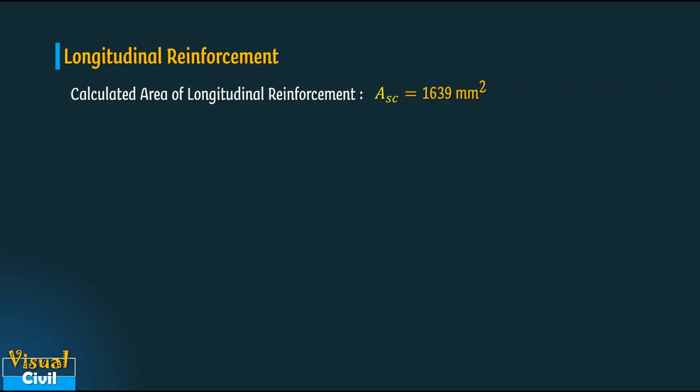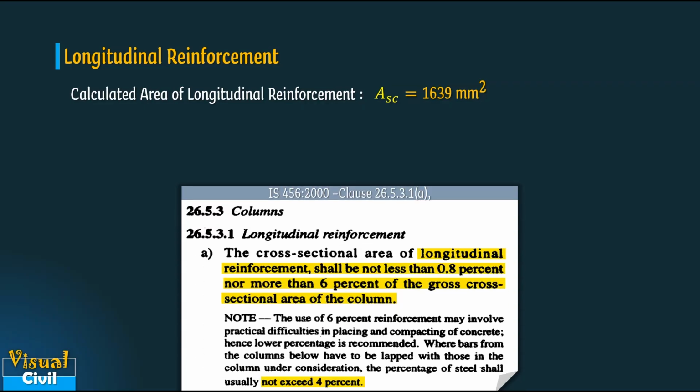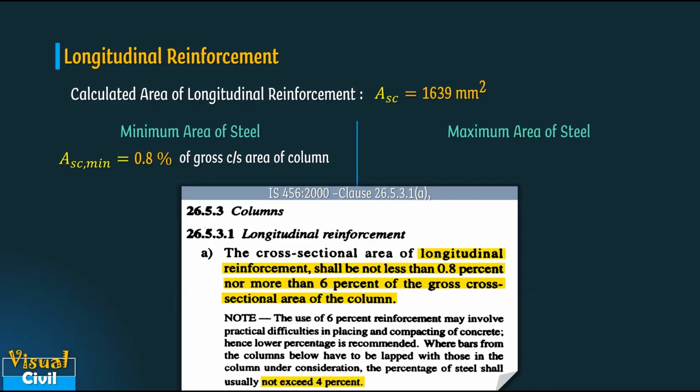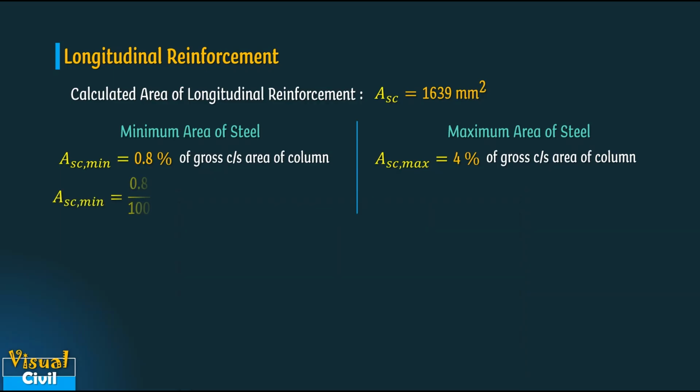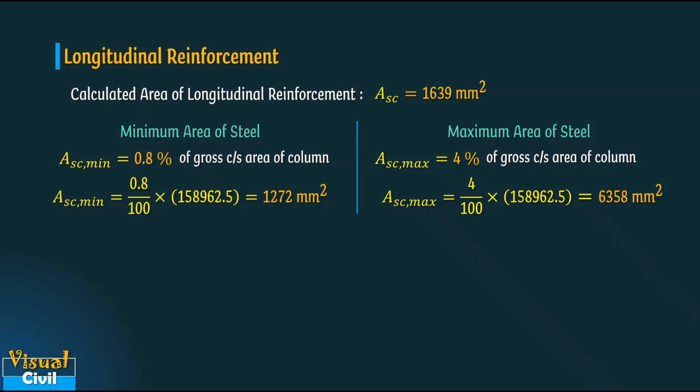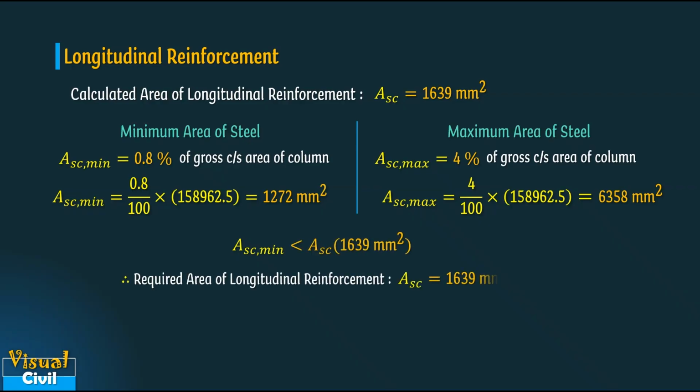As per clause 26.5.3.1 of IS 456-2000, the minimum longitudinal reinforcement should be 0.8% of the gross cross-sectional area, while the maximum for practical consideration should not exceed 4% of the gross area. On calculation, the minimum steel area works out to be 1272 mm square and the maximum to 6358 mm square. Since our required reinforcement of 1639 mm square lies within this range, therefore the design is acceptable.